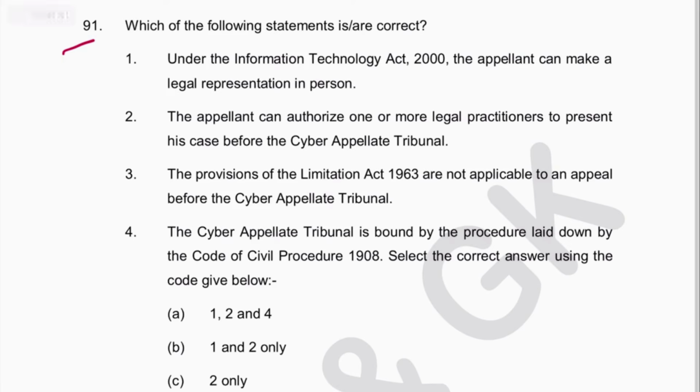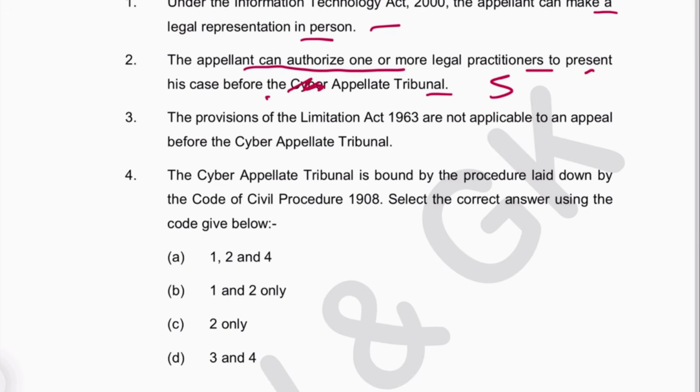Next, 91. Which of the following statement are correct? Under the IT Act, the appellant can make a legal representation in person. This is correct. The appellant can authorize one or more legal petitioners to represent his case before Cyber Appellate Tribunal. Now it is only Appellate Tribunal. Cyber has been deleted, omitted. This is section 59 of IT Act.